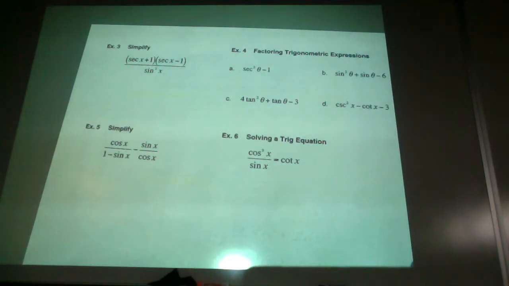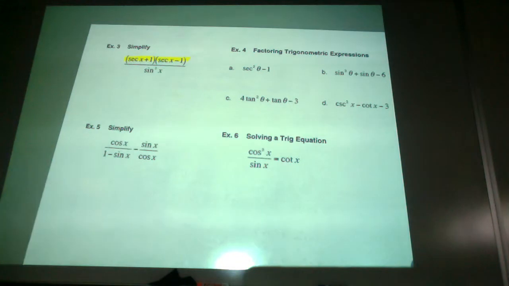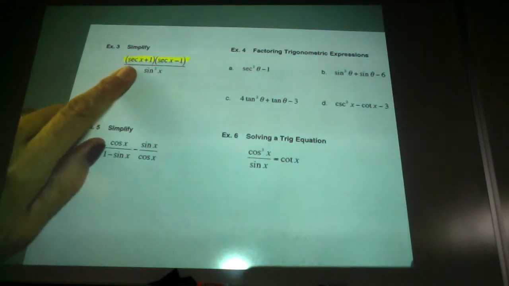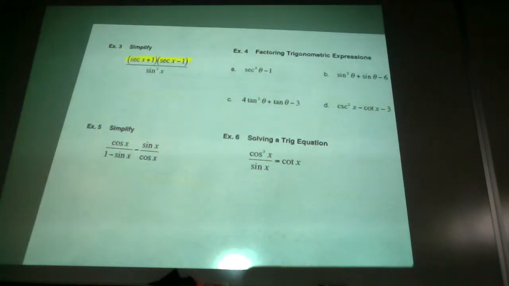So we have the secant here that I want to deal with. I like the sine squared, perfectly okay with that. But that factoring pattern should look familiar to you. If I replace the secant of x with just an x, and we just have x plus 1 and x minus 1, what is that? Difference of two squares. And can't you multiply that together? And so that's where I would actually start.